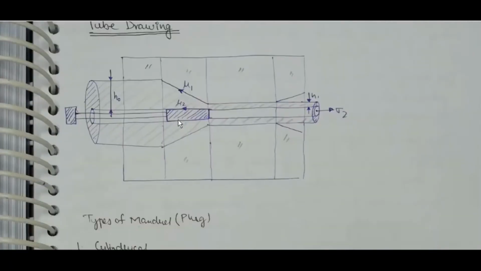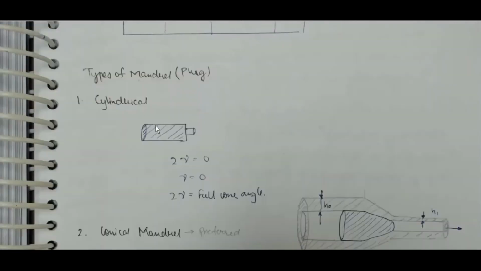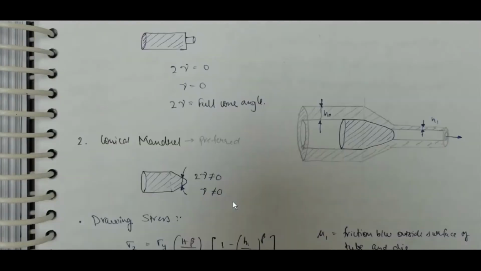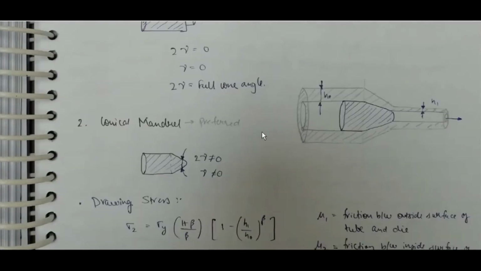This is called mandrel, so that the internal diameter will be kept at this distance. Cylindrical, it will be like this: 2 gamma is equal to 0, gamma is equal to 0, where 2 gamma is equal to full cone angle. Conical mandrel preferred, it will be like this: 2 gamma not equal to 0, gamma not equal to 0.